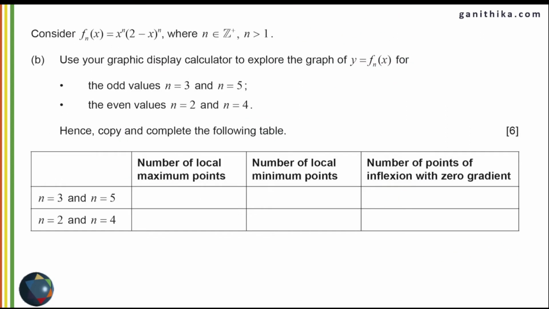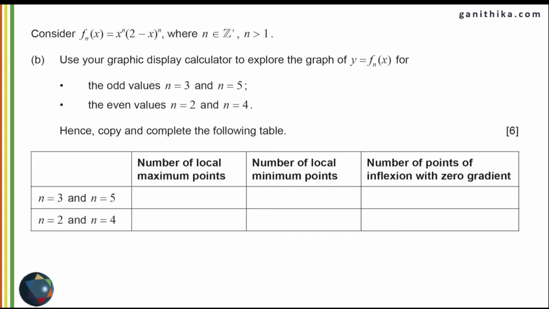The next question is asking you to use the graphing calculator to explore the graph of fn of x for odd values and even values of n. You are going to graph for n equal to 3 and n equal to 5 on your graphing calculator, and for n equal to 2 and n equal to 4. And you are going to just fill the table given below. You are not going to sketch the graph on your papers.